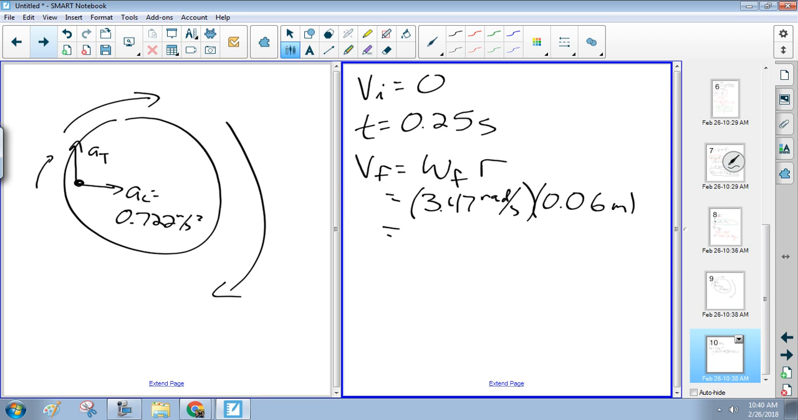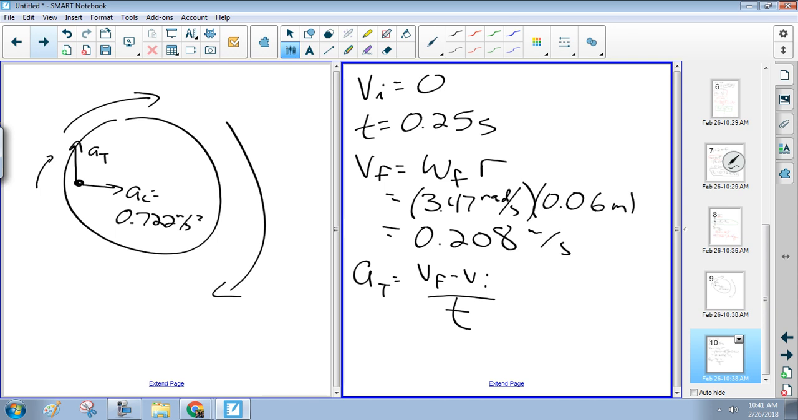I already did this. And it gives you 0.208, yeah, sorry, meters per second. Okay. So now I can find my tangential acceleration, right? It's just VF minus VI over t.